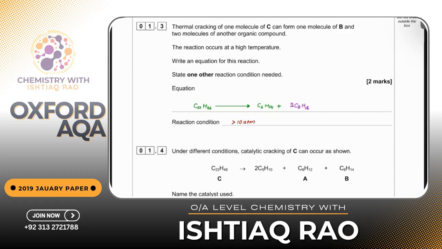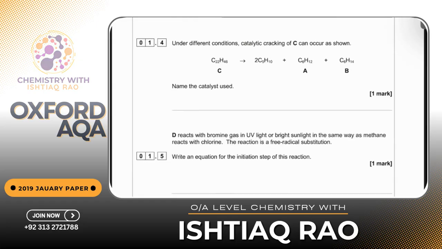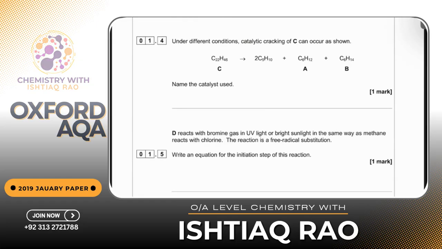Because when you are going to crack any molecule, high temperature and high pressure is needed. Under different conditions, catalytic cracking of C can occur as shown. Name the catalyst used. So zeolite. Zeolite is the catalyst which is used in catalytic cracking.